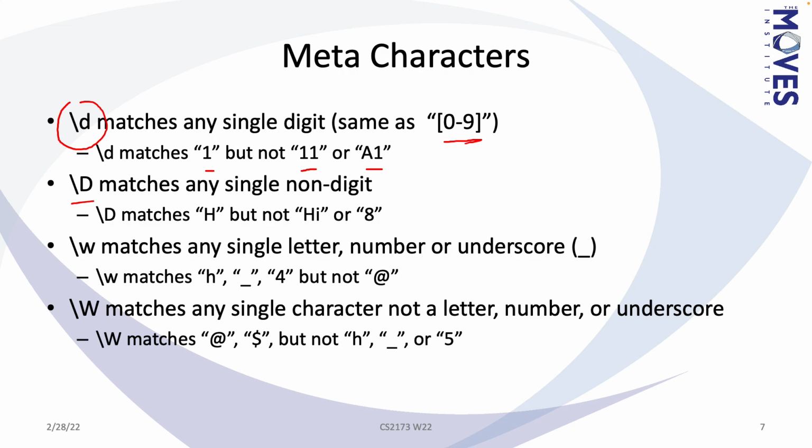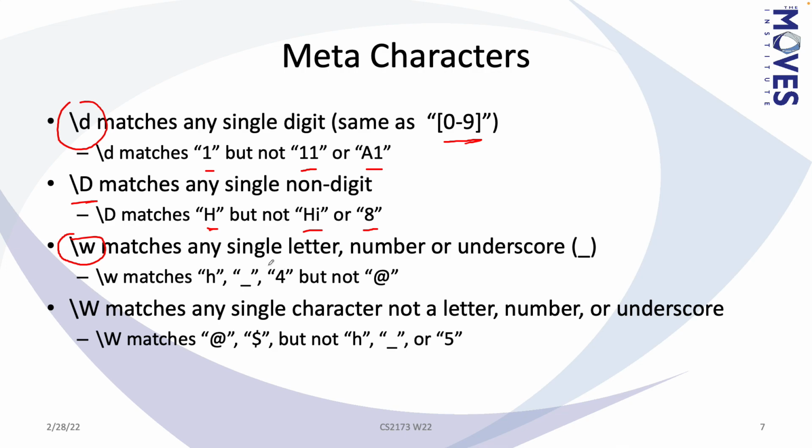The opposite of that, you'll see the pattern here, is that if we take the metacharacter and make it uppercase, then that negates it. So \D will match any single non-digit. So it'll match capital H. It won't match "hi" because it only matches 1, and it won't match 8 because it says match anything that's not a number, not a single digit. Now the other special one is \w for word.